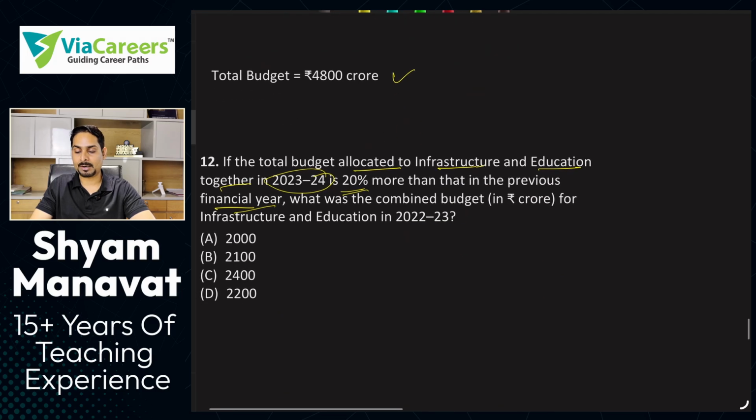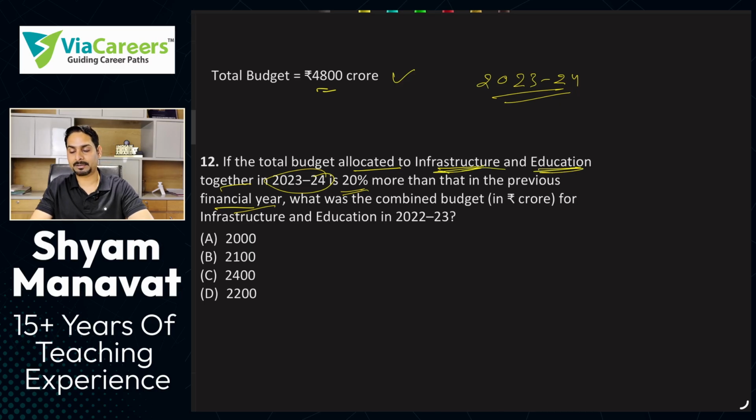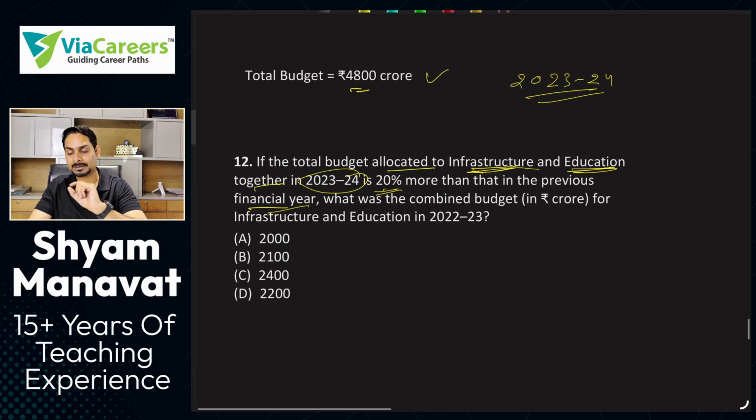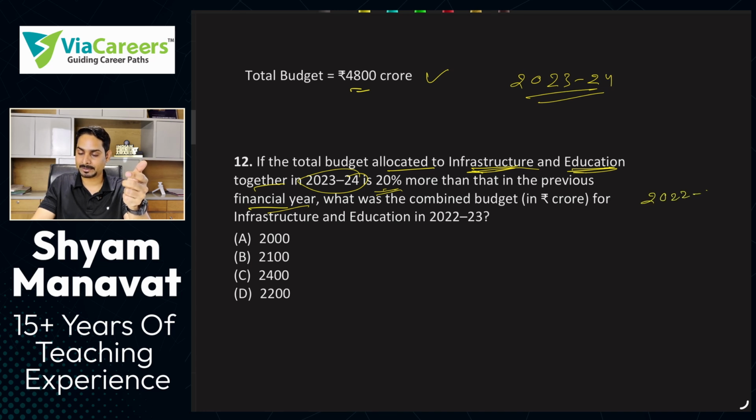ठीक है, सो नाउ ये जो बजट है 2023-24, इसमें जो इंफ्रास्ट्रक्चर एंड एजुकेशन का बजट है that is 20% more than the previous financial year. That means compared to 2022-23. All right. So, what was the combined budget in crores for infrastructure and education in the previous year? That's what we need to find out.